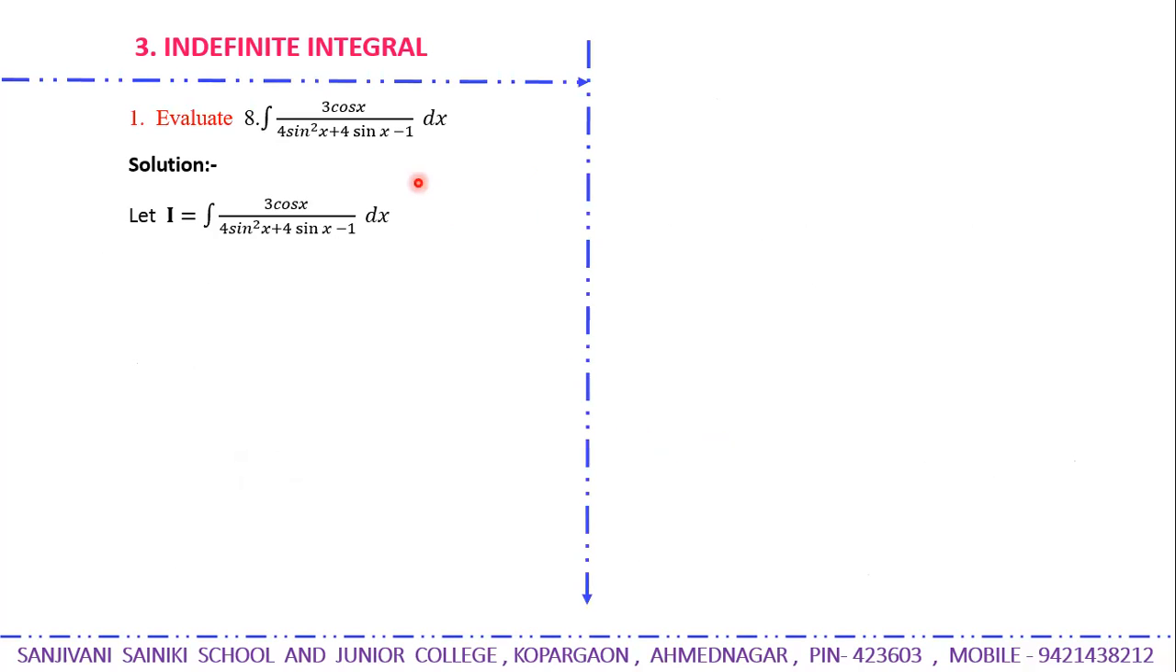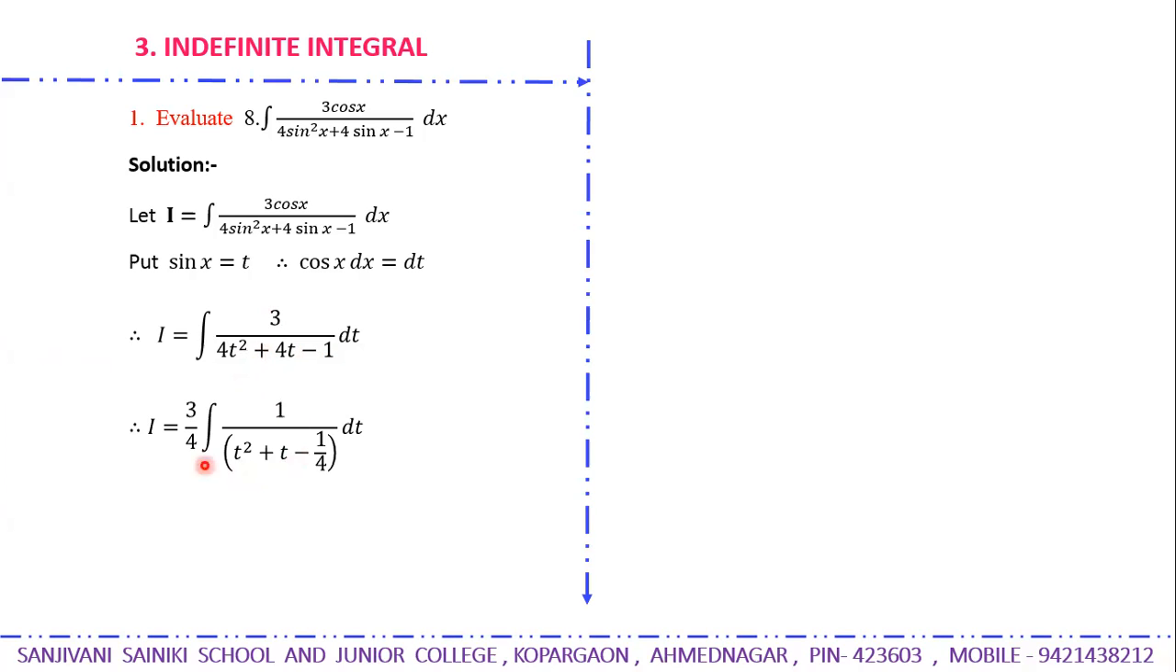Now the next problem is integral of 3 cos x upon 4 sine square x plus 4 sin x minus 1. Now here you have to use the substitution sin x is equal to t. After the substitution, the given problem will reduce to our standard type. Then cos x dx is dt. So I is equal to integral of 3 upon 4t square plus 4t minus 1. We can take 1 upon 4 common, and 3 is also outside the integral.